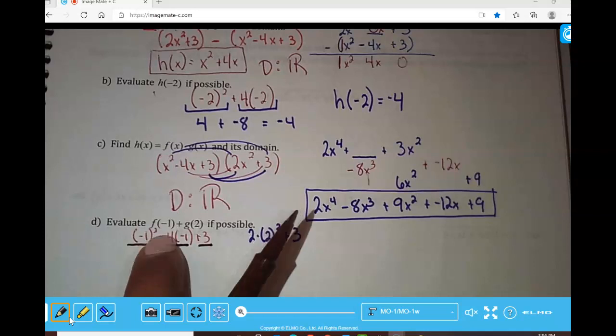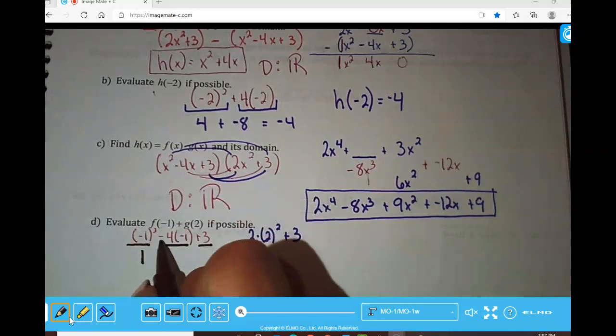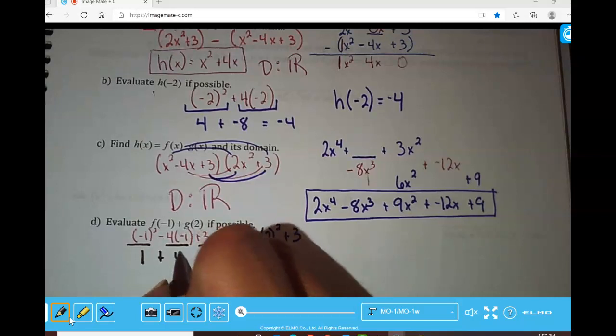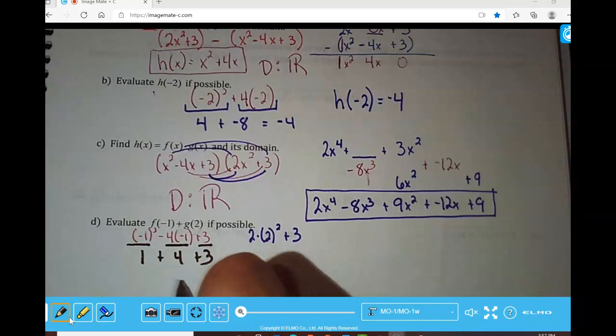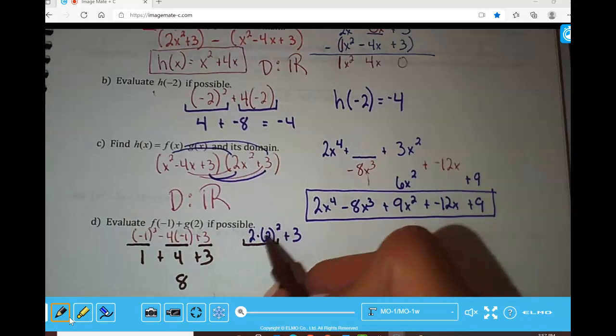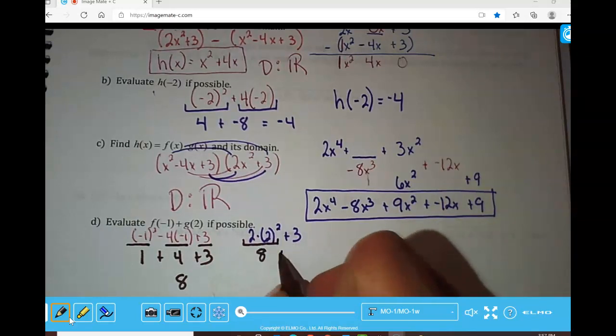So -1 squared is 1. And then here you could look at this as -4 times 1, and all of that becomes a +4. And then when I put those together, I get 8. And then here, getting this term down to a number, I'll do my exponent first, that's 4, and then 4 times 2 is 8. And then I'll just add it with that 3.